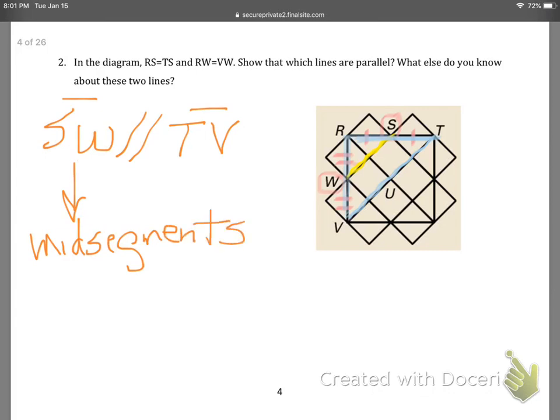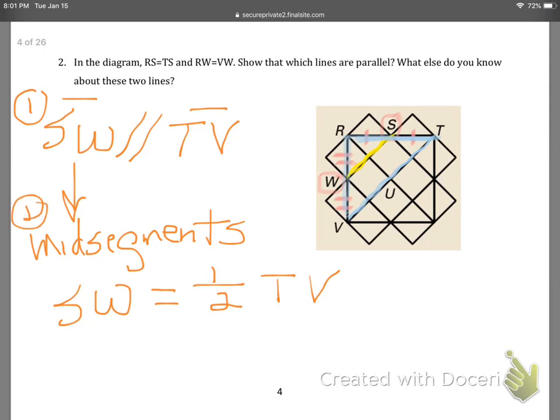I know that SW equals 1/2 of the length of TV. Okay, so that's what I know. And I know that they're parallel. So I know three things. I know they're parallel. I know that SW is a mid-segment. And I know that SW is going to be half the length of TV. Since they have not given me any values, I can't put specific values on here.